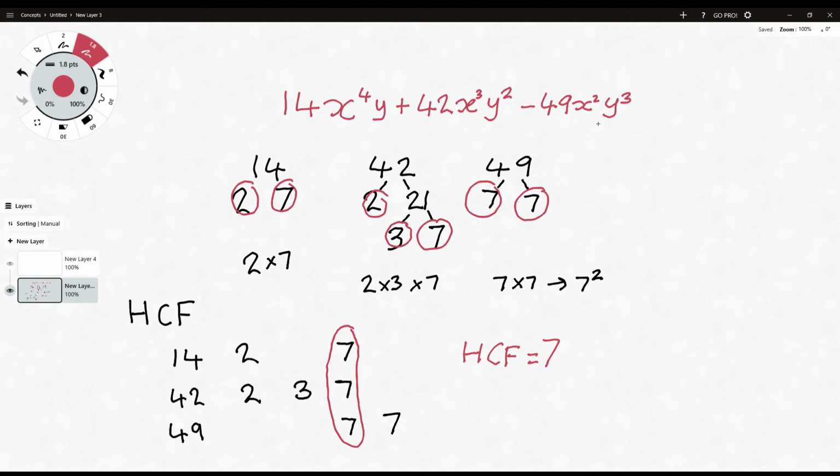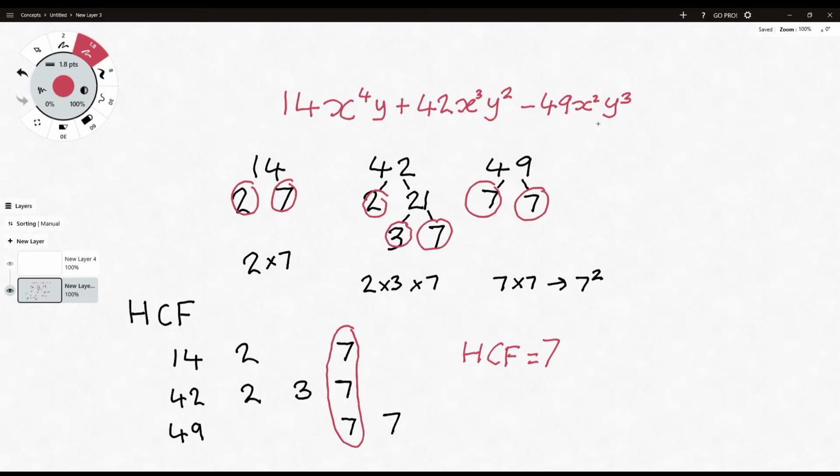And the HCF is the biggest number that will divide equally into all the 3 numbers in the terms. So the biggest number can't be any bigger than 7, because if it was bigger than 7 it wouldn't divide into 14. So that's the biggest number for 14. Therefore it has to be common with all the rest. Yes, we can have 7 times 7 in 49, but it's not common to 14 and 42. So the single instance of 7 is the common element, and that is how we find the highest common factor.